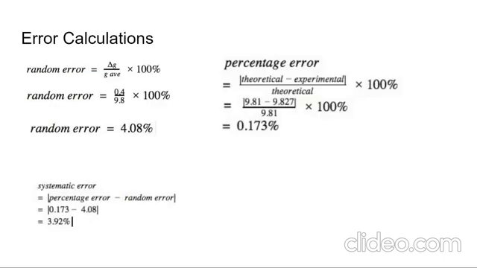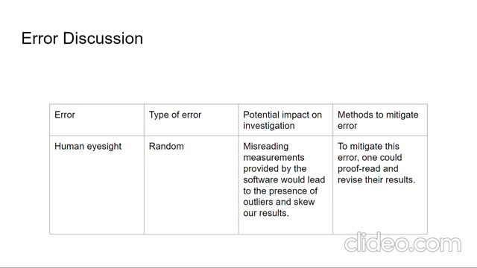The percentage error is 0.173%, the random error is 4.08%, and the systematic error is 3.92%. Air resistance may be present in this experiment, but is ultimately negligible due to the relatively low magnitude of the magnet's cross-sectional area. Otherwise, one error was human eyesight, which was a random error and could have skewed our results. We could have mitigated this error by proofreading and revising our results.